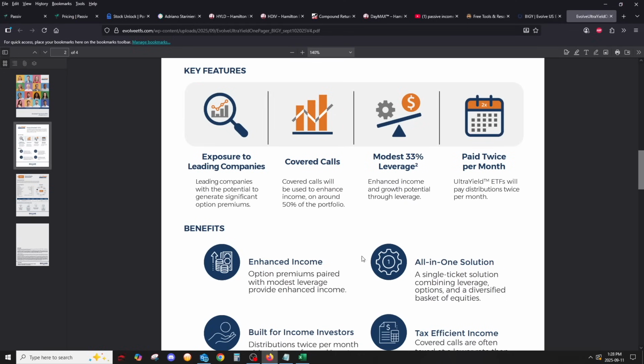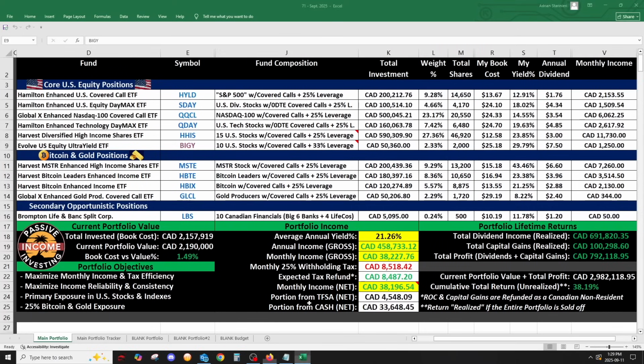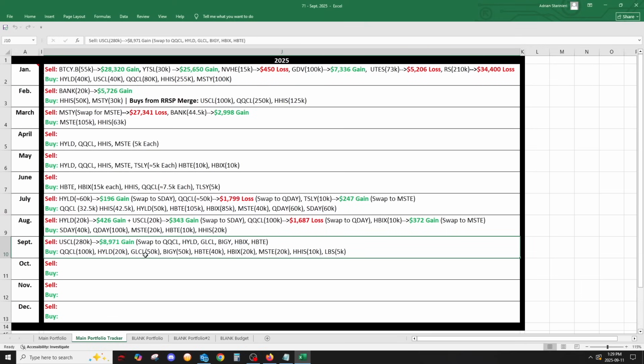Once I saw that, that gave me the green light, because I don't want to invest in anything that has 100% covered calls. We need max 50%. So it looks like Evolve is sticking with that max 50% as well. They do that on the QQQY ETF. Very interesting, right? The second one after BMAX that has 33% leverage. So I started a 50K position in that as well. So there's 100K, right? 50 and 50 from the USCL. So 100 in QQCL, 50 in GLCL, 50 in Biggie, which of course, Biggie and QQCL are a little bit more risky than the S&P 500, if you will, but I'm okay with that.